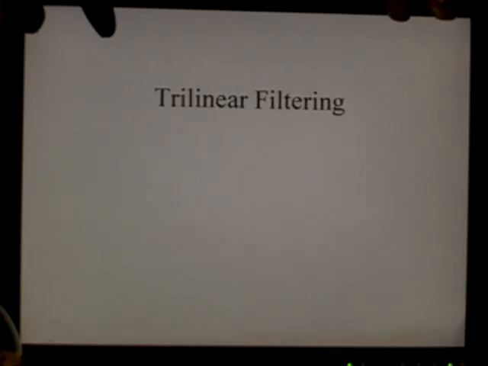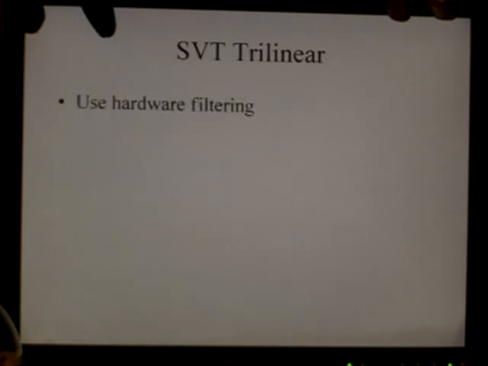Alright, trilinear filtering. We want to turn on trilinear filtering. So that's how we turn on bilinear filtering, and now we want to turn on trilinear filtering. And again, it's the same thing. We want to use hardware filtering. I don't want to just sample myself from two separate MIP levels to make two separate virtual MIP level samples and weight between them myself. I want to use the hardware filtering.